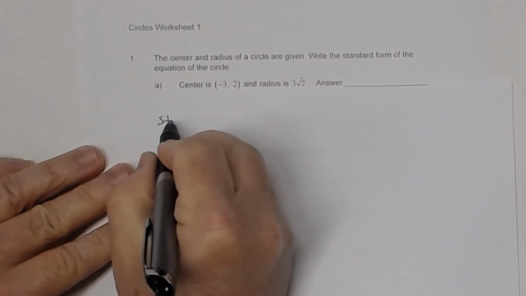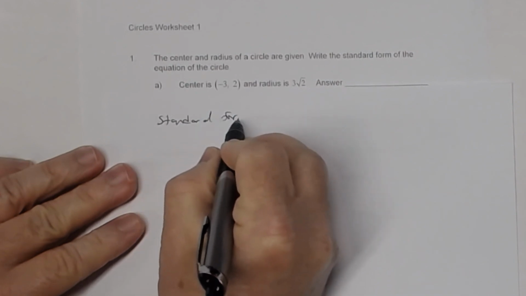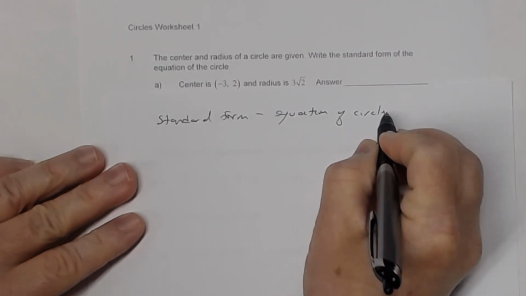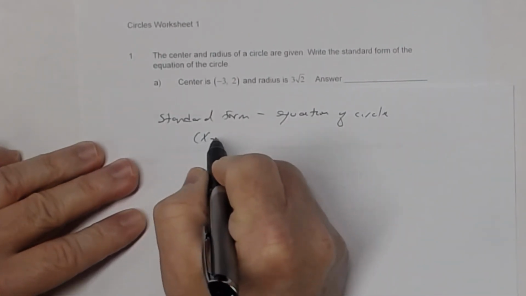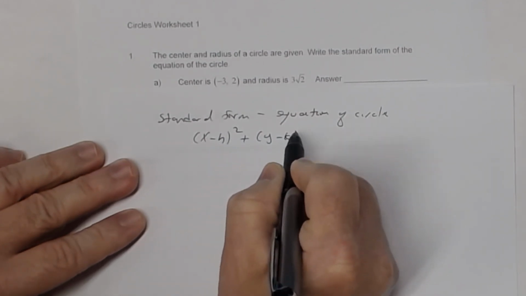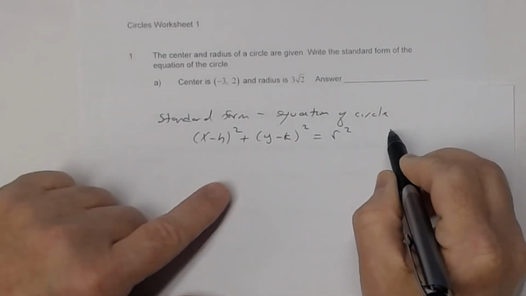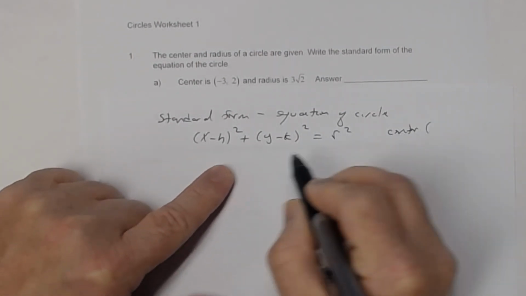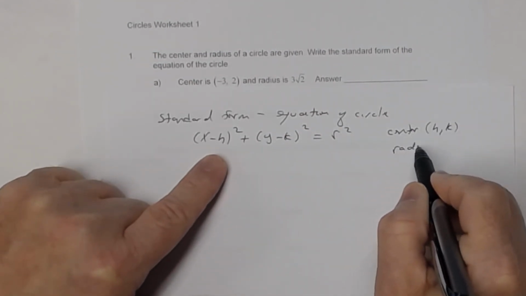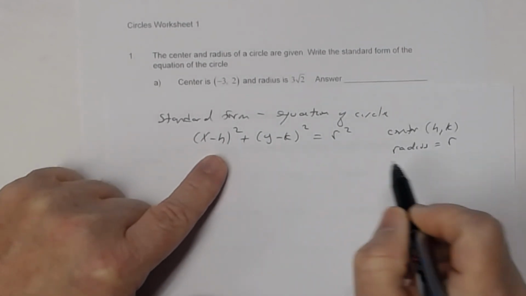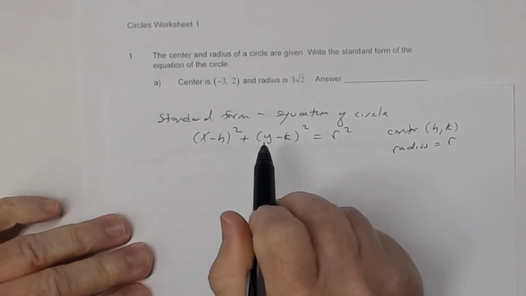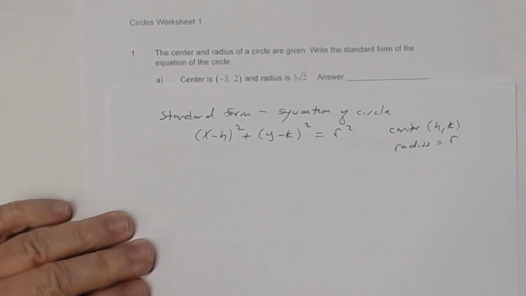So the standard form equation of a circle is this. It's (x − h)² + (y − k)² = r². Remember, the center is denoted as (h, k) and the radius is equal to r. So r is the radius and the center is denoted as (h, k). That's the standard form for the equation of a circle.